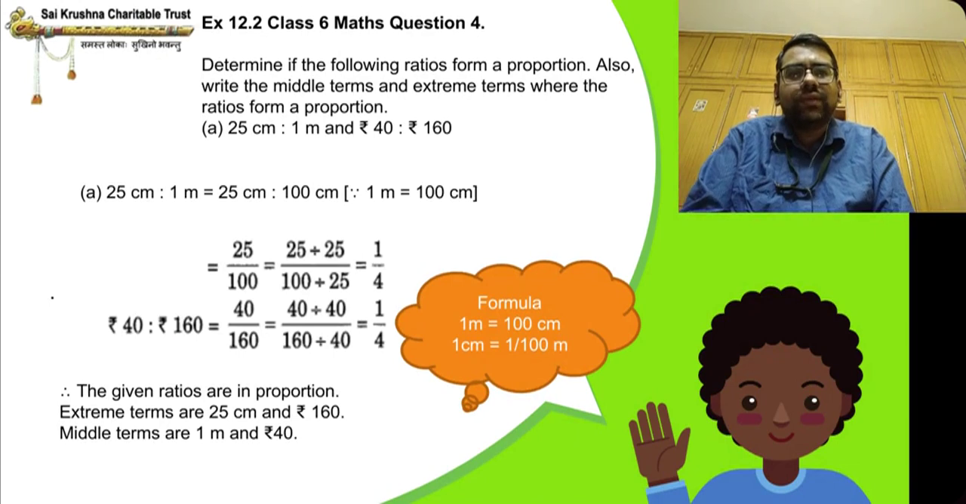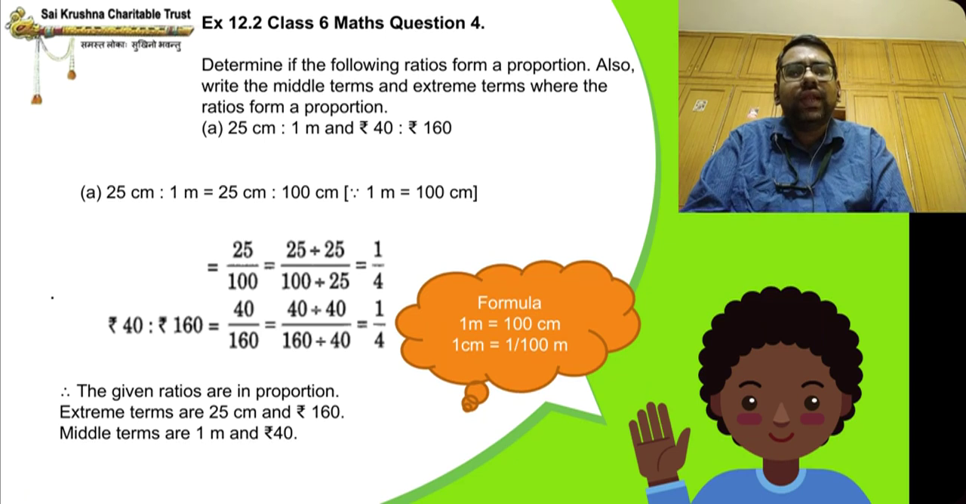Question 4, exercise 12.2, question 4. Determine if the following ratios form a proportion. Also write the middle terms and extreme terms where the ratios form a proportion. Okay. 25 centimeters to 1 meter, 40 rupees is to 160 rupees.